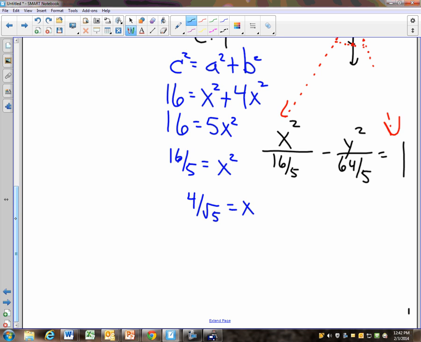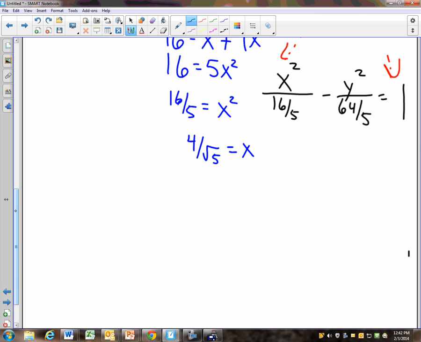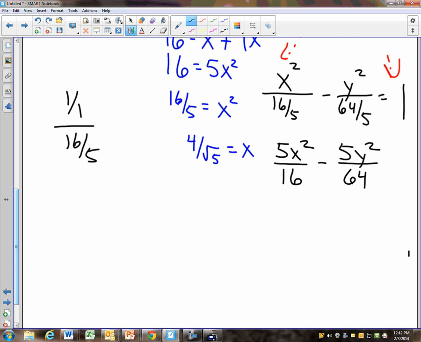Can you leave fractions in the denominator? So this is really quick. 1 over 16 over 5. We just multiply by the reciprocal. And you get 5x squared over 16 minus 5y squared over 64 is equal to 1.